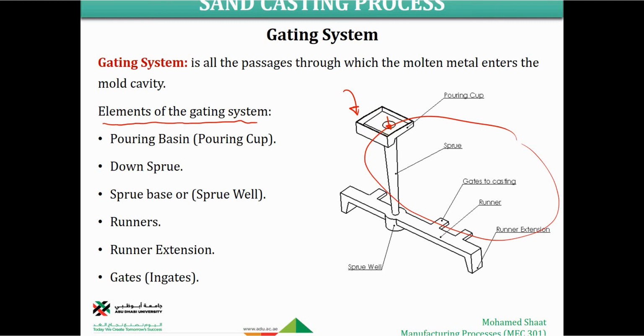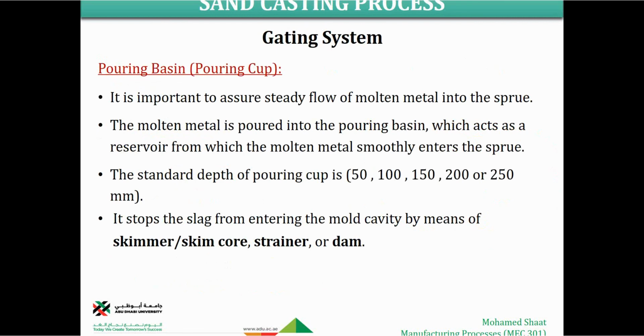This is where we pour the molten metal first. Then from the pouring cup the metal flows through the other elements of the gating system. So the pouring cup is important to assure steady flow of molten metal into the down sprue. Assume that you have a down sprue in this way, as we discussed before, and if we try to pour the molten metal directly into the down sprue, it will not go steadily. It means it's going to have a vortex flow or turbulent flow, so it's going to trap more air and bring more air into the mold cavity. This is the down sprue.